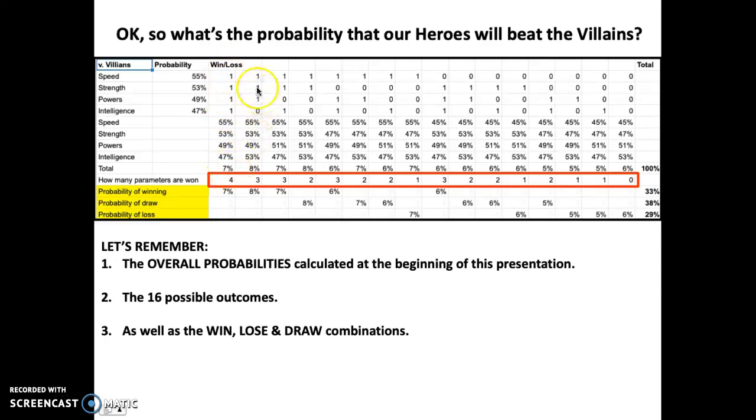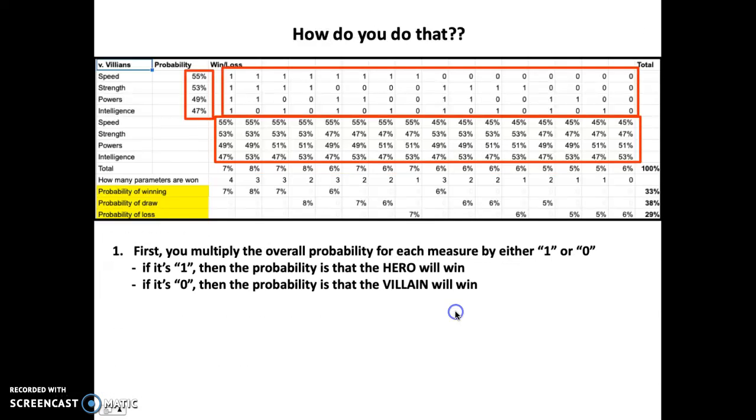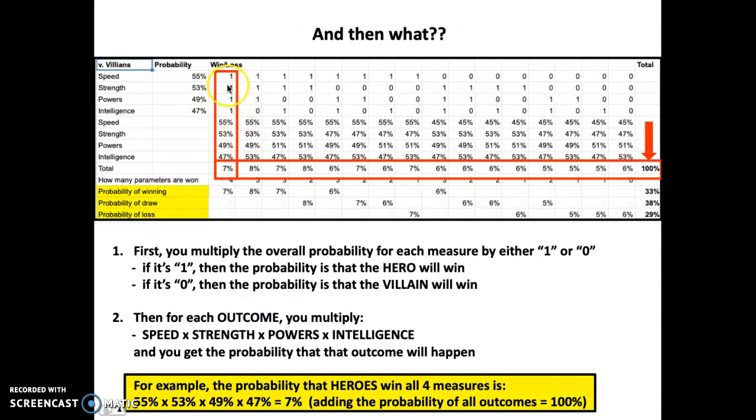Now we need to calculate the probability of each of these outcomes. This is a little complicated. First, I have to multiply the overall probability for each measure by either 1 or 0. If it's 1, then the probability is that the hero will win. If it's 0, then the probability is that the villain will win. Then, for each outcome, I need to multiply the result for speed times strength times power times intelligence. And this gives me the probability that the outcome will happen.